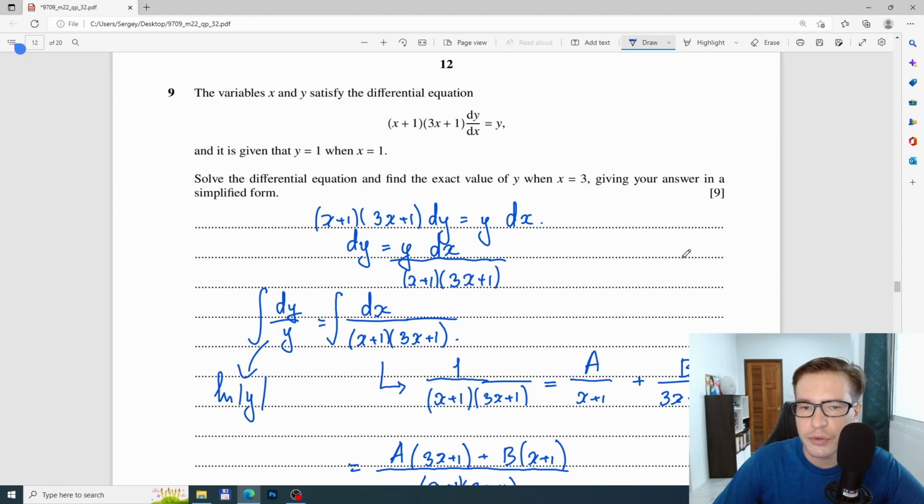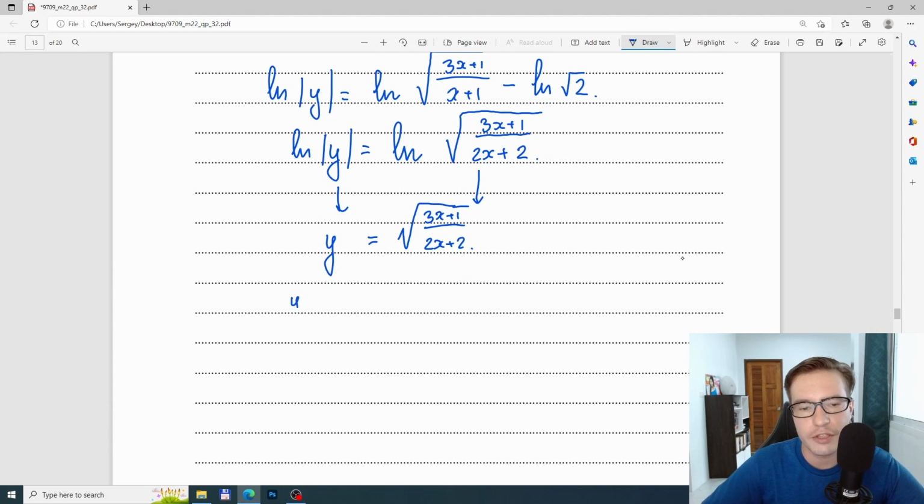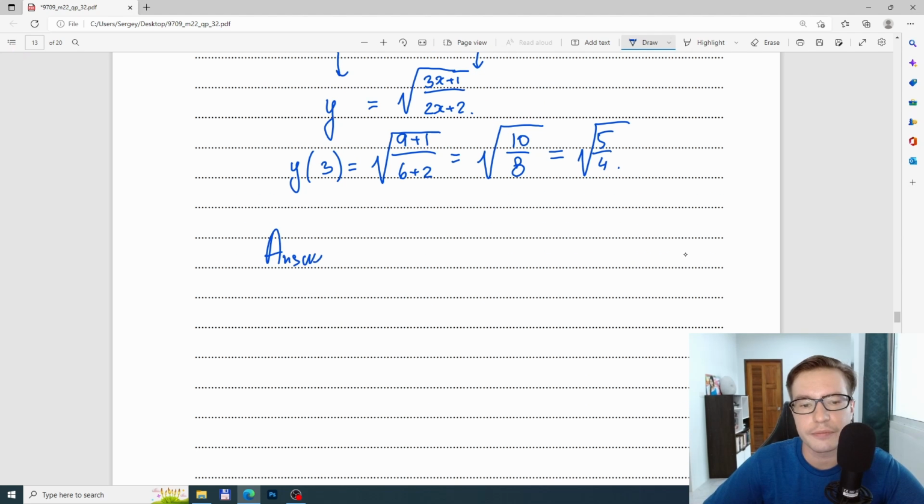We're supposed to find the exact value of y when x equals 3. So we're looking for y of 3. That is 9 plus 1 over 6 plus 2. We take the square root, and we get square root of 10 over 8. Let's simplify it, and we get 5 over 4. Take the square root. Time to give the answer.